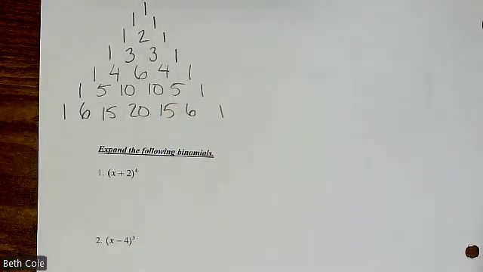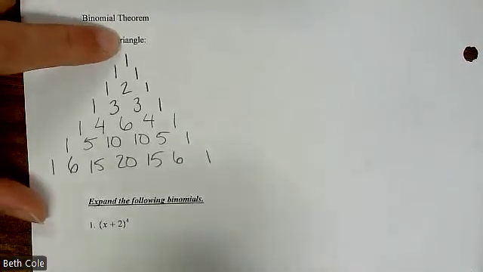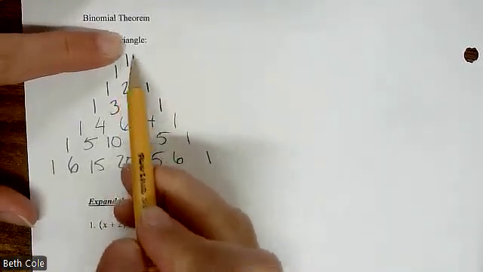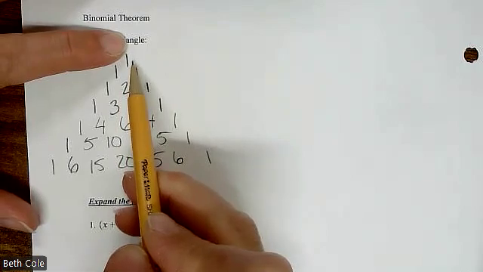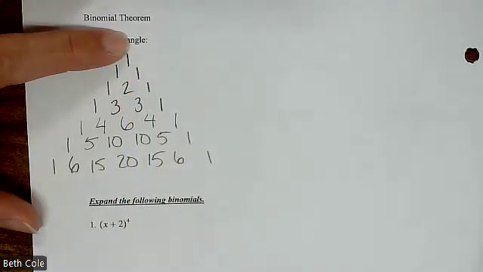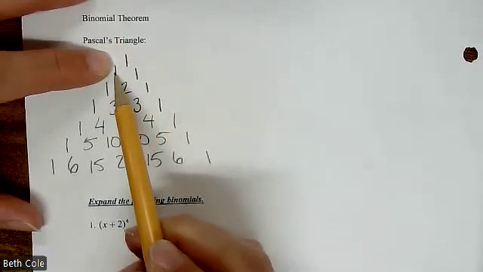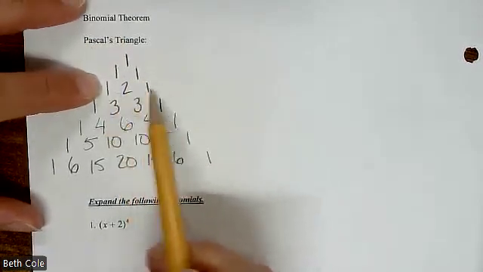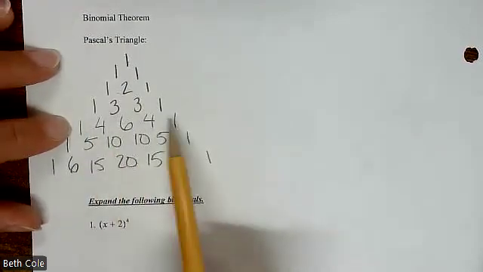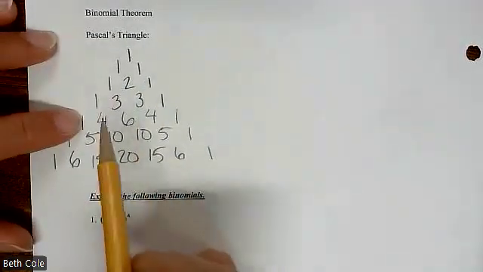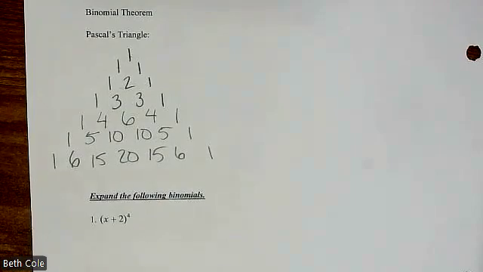Now, before I start doing a problem, this is called the 0th line. It's the 0th line because anything to the 0 power is 1. This is the first line. This is the second line. This is the third line. This is the fourth line. It makes sense. The fourth line is the one with the 4 in it. The fifth line is the one with the 5 in it. Do you get what I'm saying?